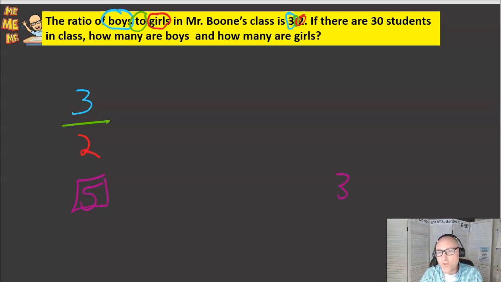We have 30. See how I wrote that way over here, lower right-hand side? 30 students. So we need to figure out how many of those 30 are boys and girls. Well, we have 5. So let's kind of double it for a second here. But by double, we're going to add whatever's on the top by itself. Let's add 2 to the bottom, add 3 to the top.